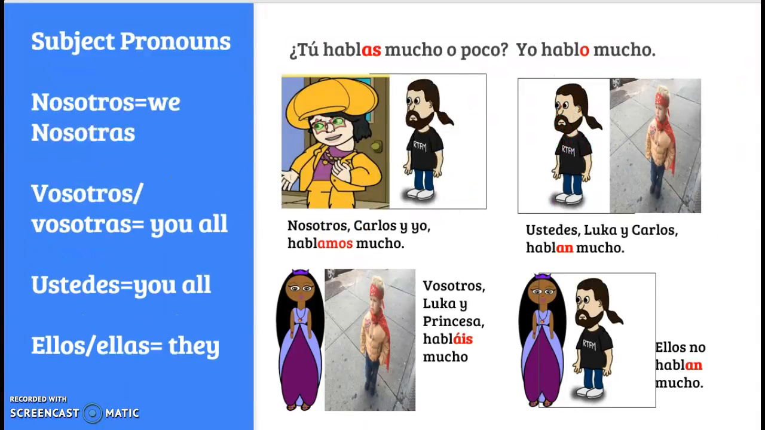Okay, the other subject pronouns that we're going to learn are nosotros, that means we, or nosotras if it's just girls. Vosotros y vosotras, you all. You're not going to use vosotros too much. Vosotros is mostly used in Spain. Ustedes also means you all.